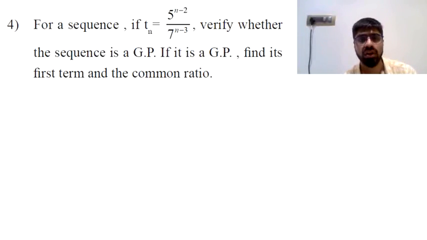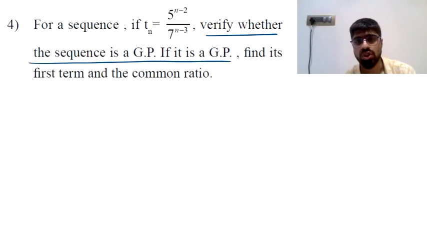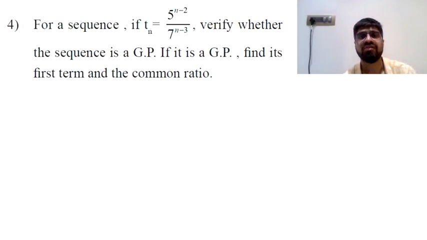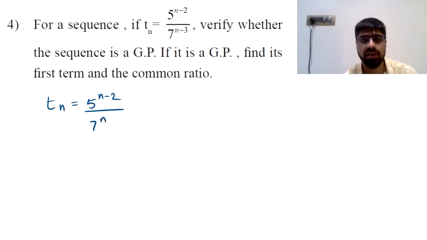The fourth one: for a given sequence, the nth term is given to you. Verify whether the following sequence is a GP or not. If it is a GP, find the first term and the common ratio. So if you have the nth term as 5 power n minus 2 upon 7 power n minus 3, try finding the n plus 1th term.